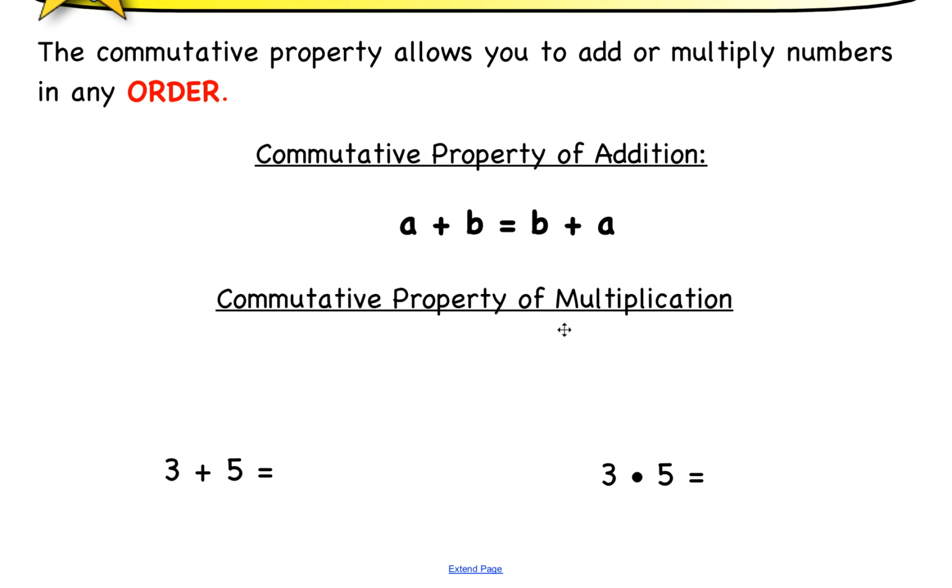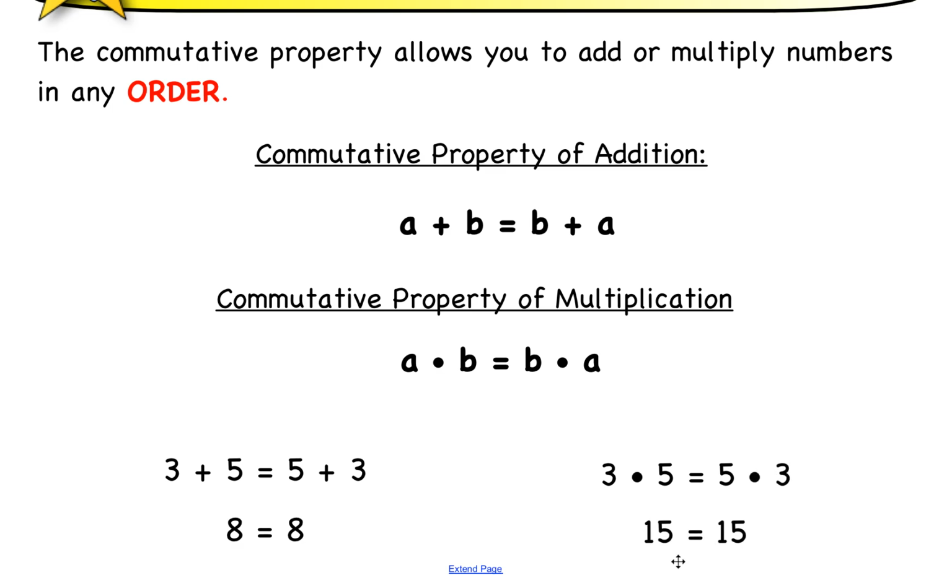The commutative property of multiplication says if you multiply two numbers, a times b, that's the same as b times a. Okay? So here's an example. 3 plus 5 is the same as 5 plus 3. You get 8 on both sides. 3 times 5 is the same as 5 times 3. They're both equal to 15. That's the commutative property, changing the order of which one comes first.